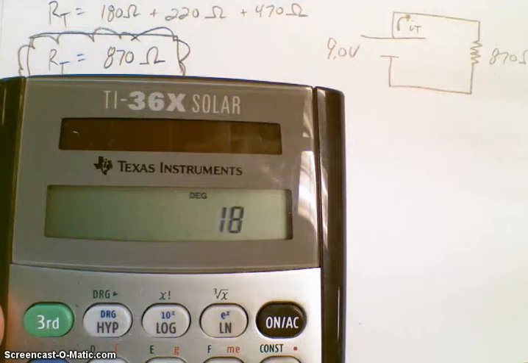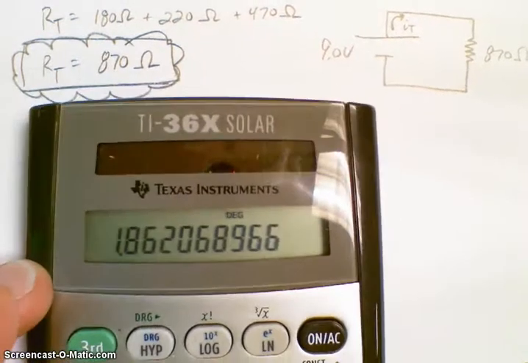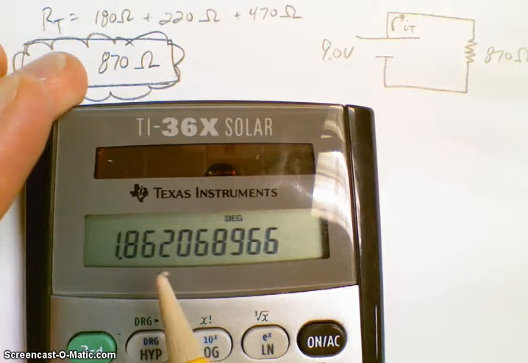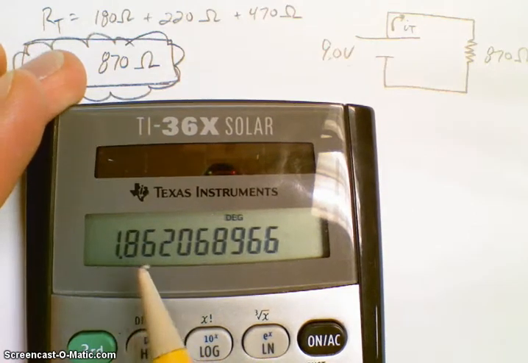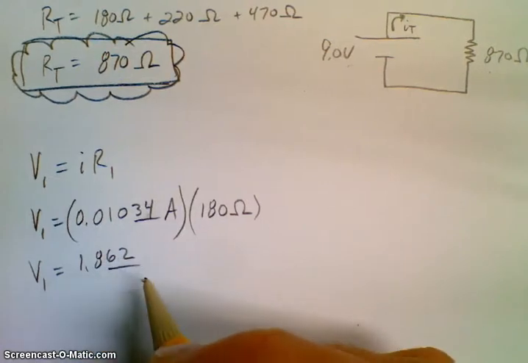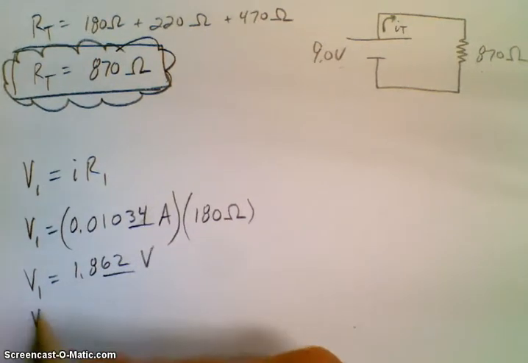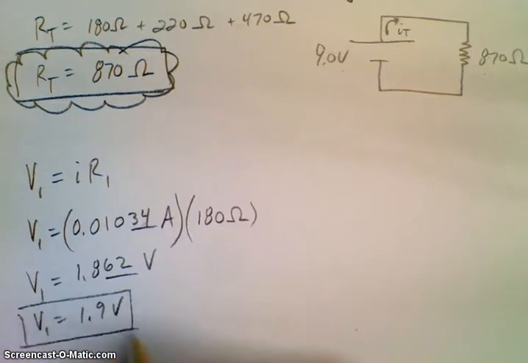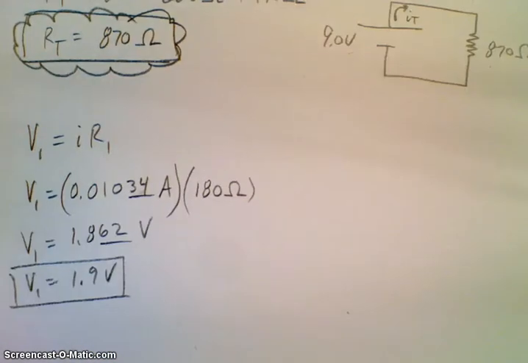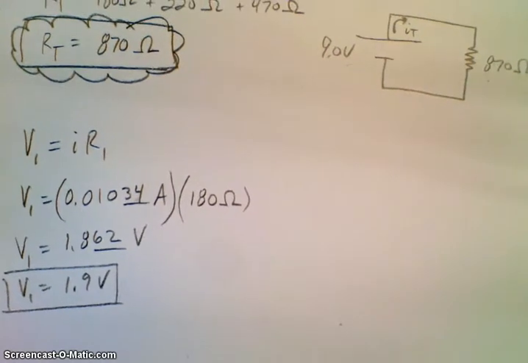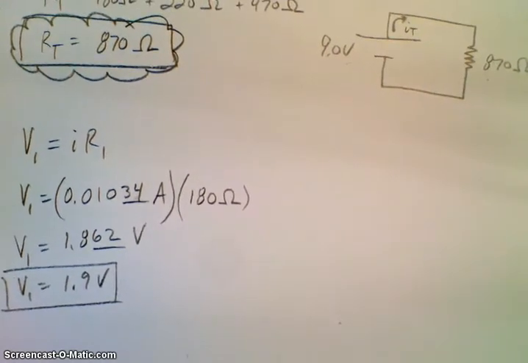Multiply these two together. So I got this number here times 180. I get this value. Again, how many digits are good? 2. I'm going to keep extras and underline them just for future reference, so I'm going to use 1.862. Unit. Volts. So I round this to 1.9 volts. Okay, do V2 and V3 on your own. Again, you can pause the video, come back, and see how you did.